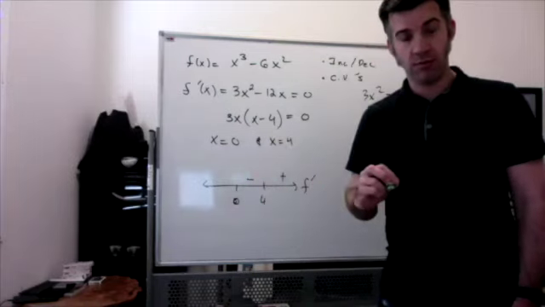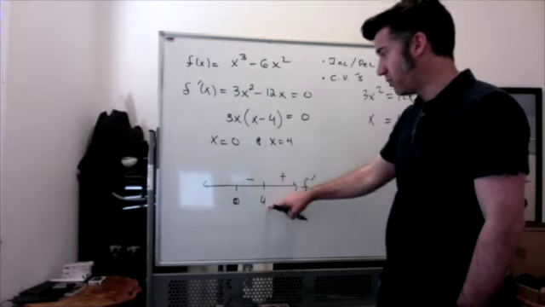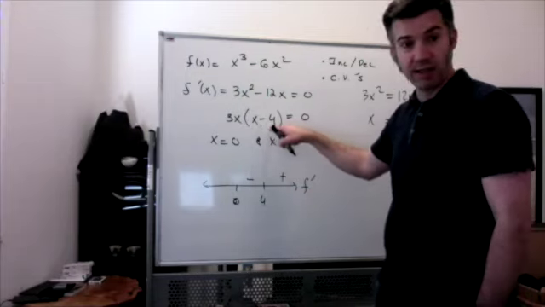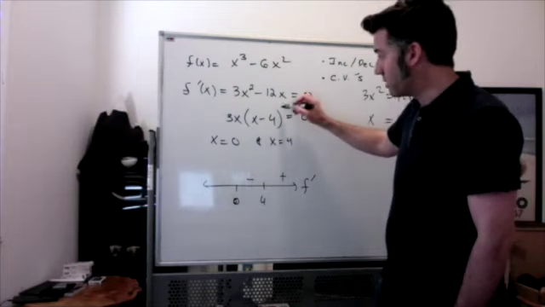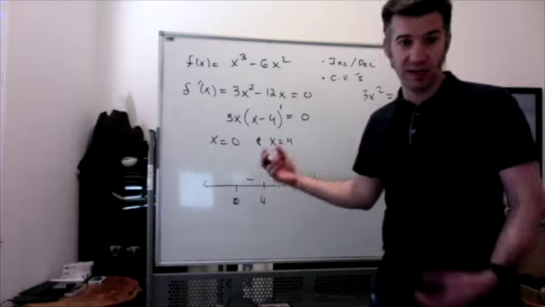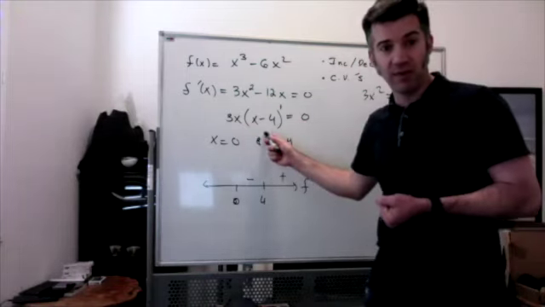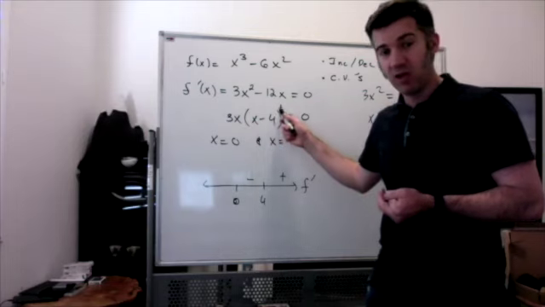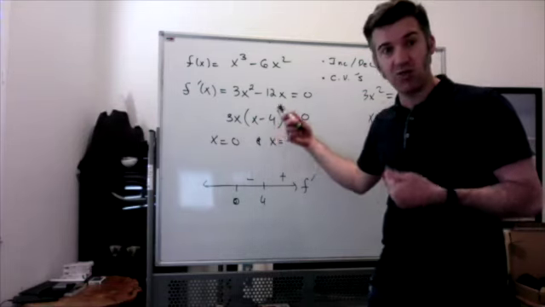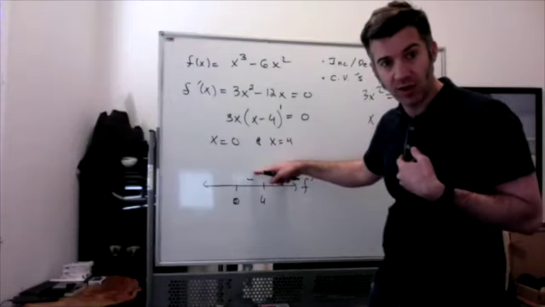Or you could say, well, look, x equal to 4 came from this factor, x minus 4. And x minus 4 is raised to an odd power. And we know that when an intercept, not that it's an intercept of your graph, but if you were thinking of this as your graph, we know that when you have an intercept with an odd power, you cross the x-axis.